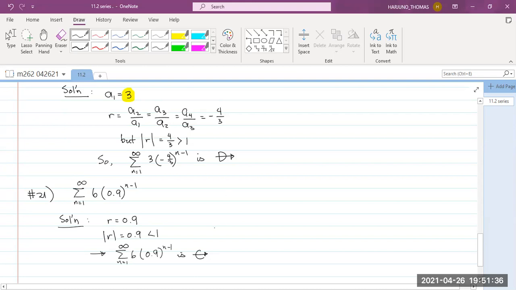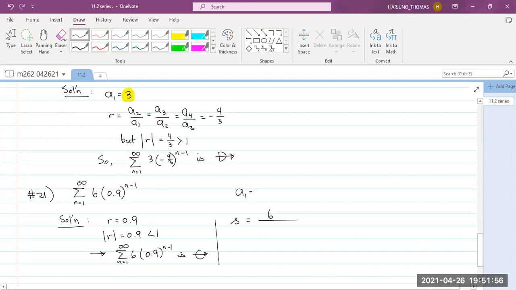Okay, we can go even further. If it is convergent, then convergent to what? Convergent to the infinite sum equals the first term, which is 6 over... How do you know what is the first term? You set n equals to 1. Okay, you set n equals to 1.